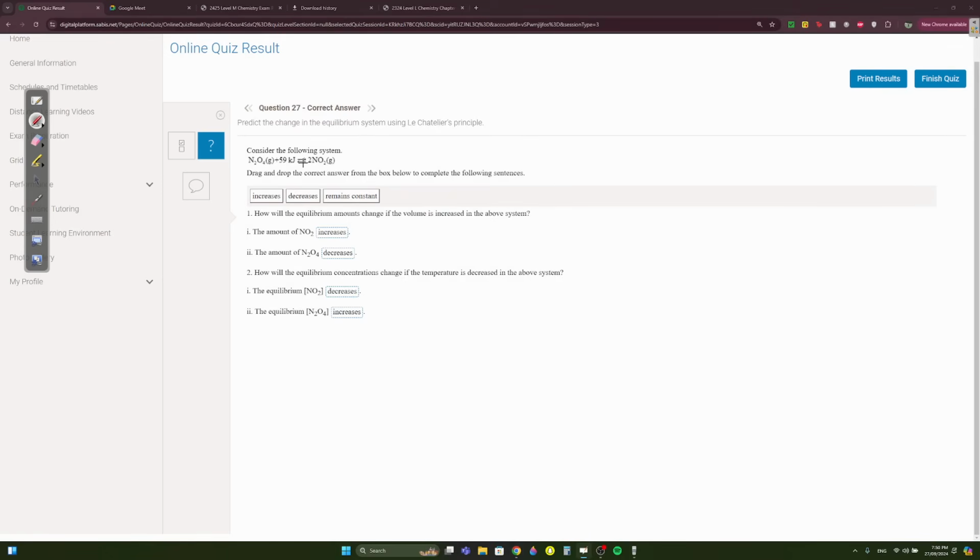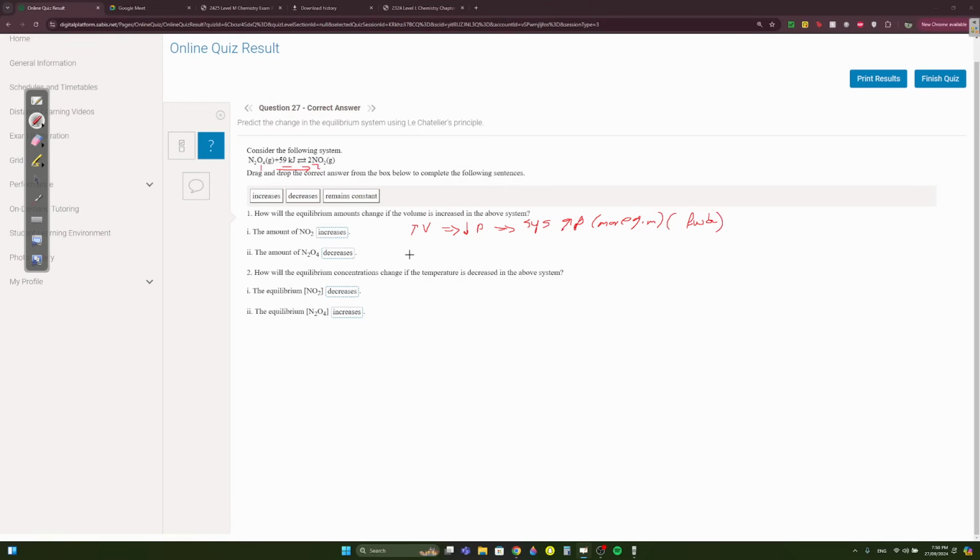Question 27. Okay, these questions are easy. Reaction gas, but this time it's endothermic, because the energy is on the reactant side. How will the equilibrium change if volume is increased? An increase in volume means a decrease in pressure. And if you have a decrease in pressure, the system must increase the pressure. That means it's going to move to more gaseous moles. In this case, you have 1, you have 2. So we're going to move forward. If we're moving forward, what's going to happen to NO2? It's going to increase. What's going to happen to N2O4? It's going to decrease.